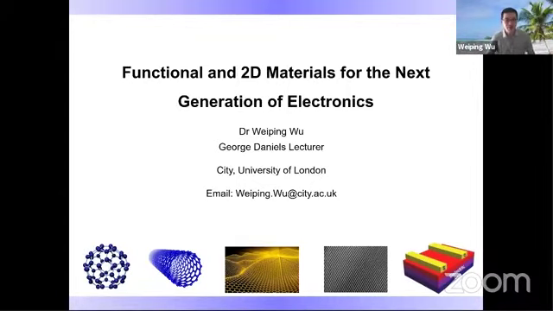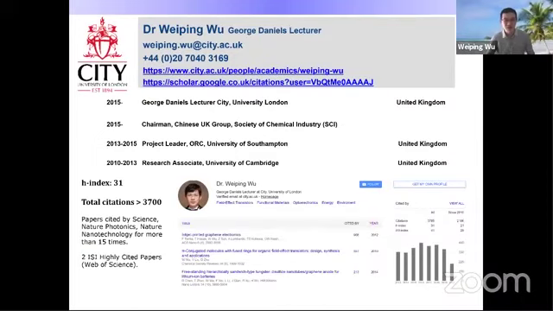So first, before my talk, I'll briefly introduce myself. I came to England about 10 years ago as a research associate at the University of Cambridge, working on 2D materials and graphene. Then after a couple of years, I joined ORC at Southampton University, working on photonics, lasers, metamaterials, and so on. Since 2015, I've been appointed as the George Daniel Lecturer at City University of London. At the same time, I became the chairman of a Chinese group of the Society of Chemical Industry, SCI.